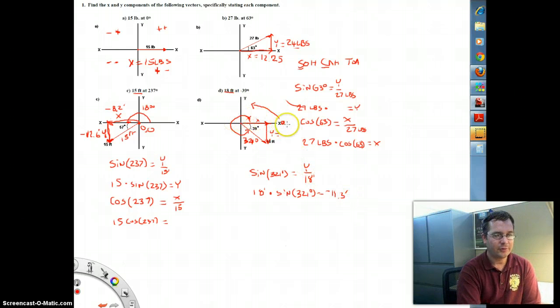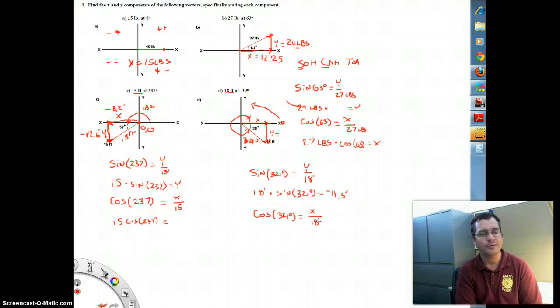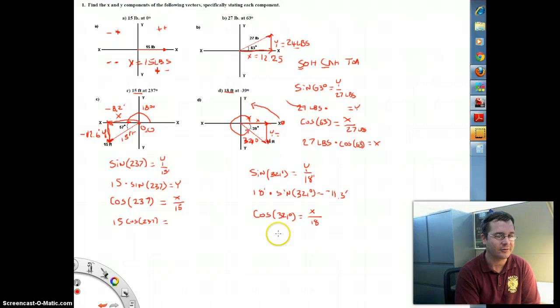To find the x component, notice x is going to be positive here. Same process, right? Cosine 321 degrees equals adjacent over hypotenuse, x over 18. So one of the things you may have noticed is that if we're moving left to right, we're always using the cosine function, and if we're moving up and down, you're always using the sine function. And after a while, you will come to associate cosine with left and right and sine with up and down automatically, because you're going to see it over and over and over again in these problems.